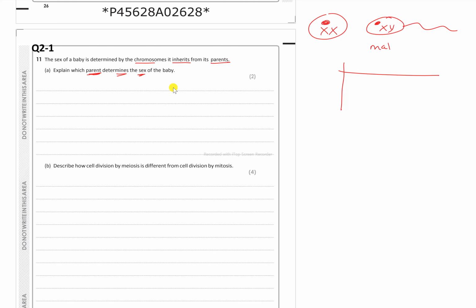So this is the male XY, and this is the female, which has the XX chromosome. So now you've got a sperm and it's got an X chromosome in, and you've got a sperm and it's got a Y chromosome in. So if the sperm carries an X chromosome, this is an X, you're going to end up with an XX.